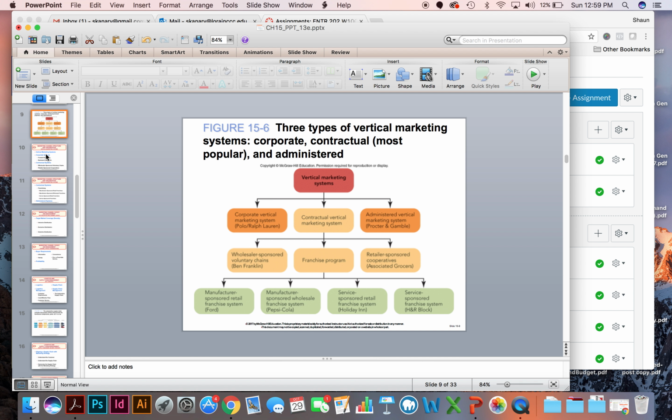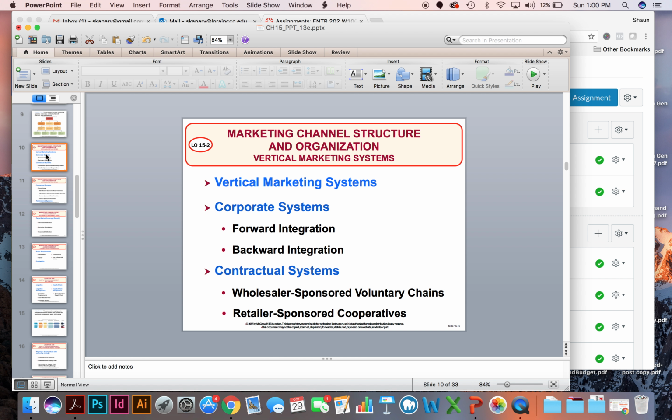Franchise programs, often one of the benefits of the franchise system, whether you're franchising a restaurant or anything else, is that the marketing's taken care of for you. It's a turnkey operation where you're just worried about the actual operations of the business. So it's important that you understand the three types of vertical marketing: corporate, contractual, and administered.